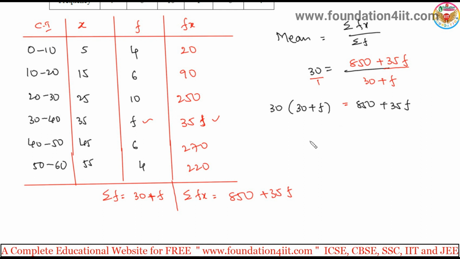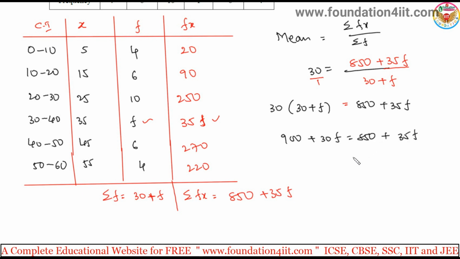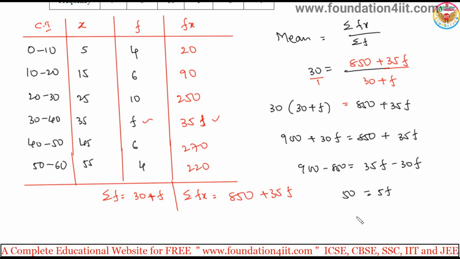So simplify 30 into 30, which is 900, plus 30f, equals 850 plus 35f. Take the f terms to one side: 35f minus 30f equals 900 minus 850. That means 50 is equal to 5f. Then f is equal to 10. Okay, the missing value is 10.